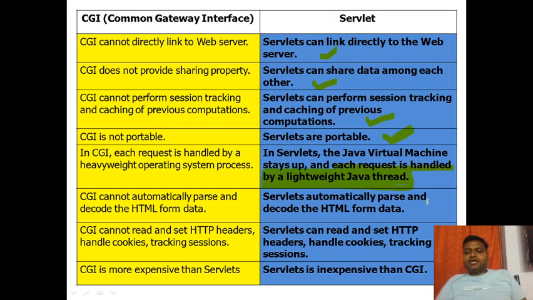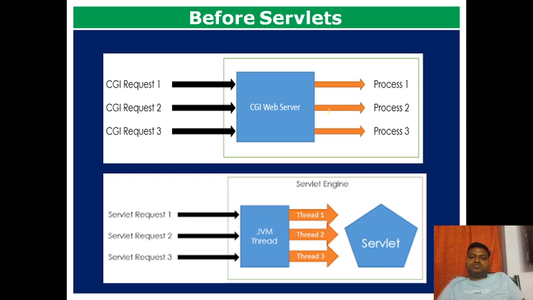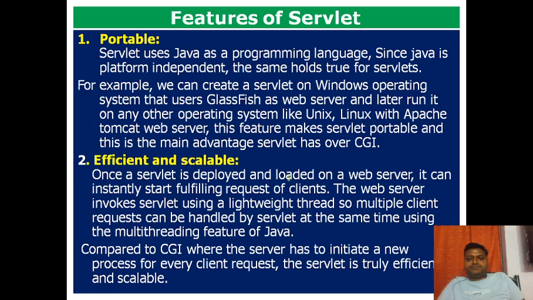Servlets automatically parse and decode HTML form data. Servlets can read and set HTTP headers, handle cookies, and track sessions. So servlets are inexpensive than CGI. So this is the main difference. With every request in the operating system, a process is initiated, whereas in servlets, with every request, a thread is initiated.